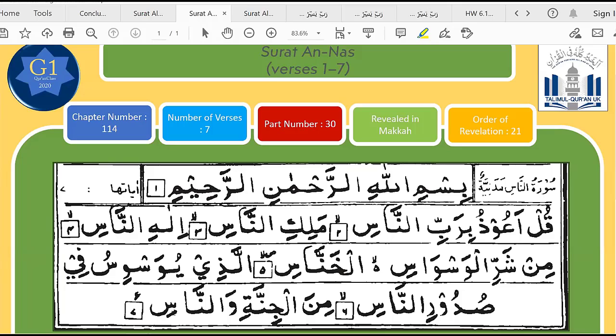G1123. Assalamu alaikum. Wa alaikum assalam wa rahmatullah. Okay, let's start with A'udhu Billah. أعوذ بالله من الشيطان الرجيم بسم الله الرحمن الرحيم. Okay.